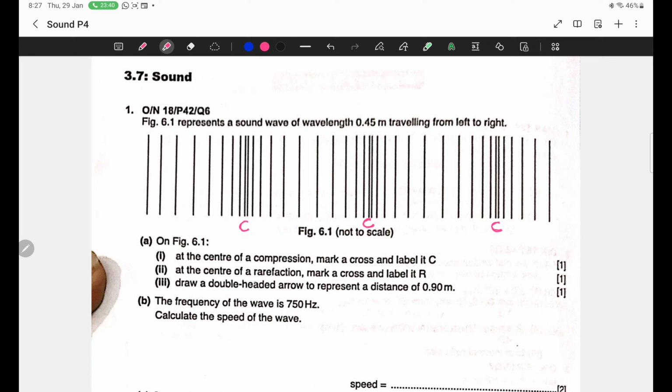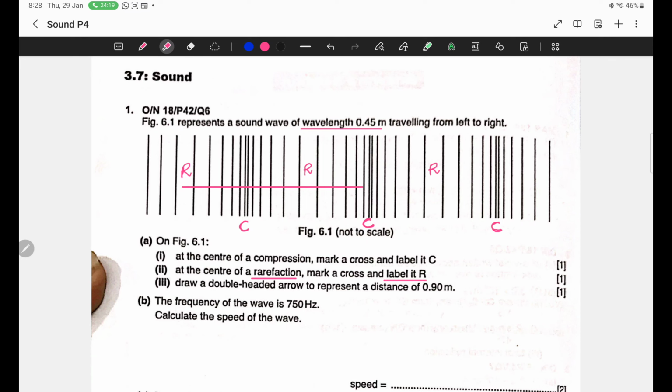And now, what is rarefaction? Label it as R. So rarefaction is here. Rarefaction means where particles are far apart from each other. So these are three rarefactions and these are three compressions. And now you are given that the wavelength is 0.45 meter. So rarefaction to rarefaction is 0.45 meter.